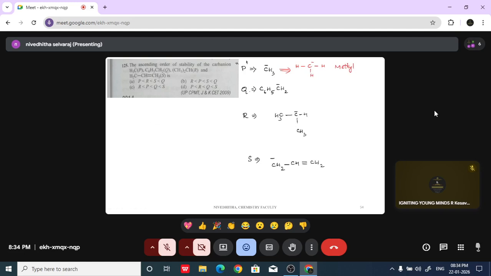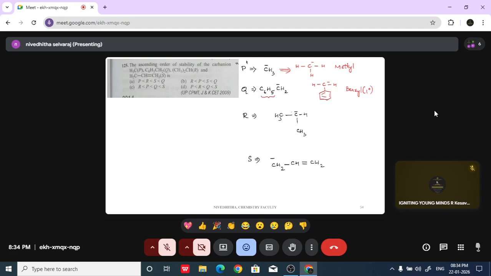How about Q? This is C6H5 and it is connected with negatively charged carbon. So C minus, it is connected with one benzene ring and this got 2 hydrogens. So what kind of carbanion is this? This is benzyl carbanion and it is primary because this got only one benzene.